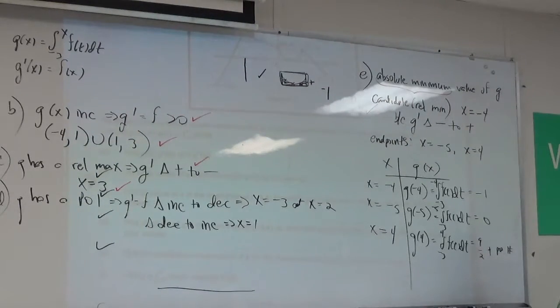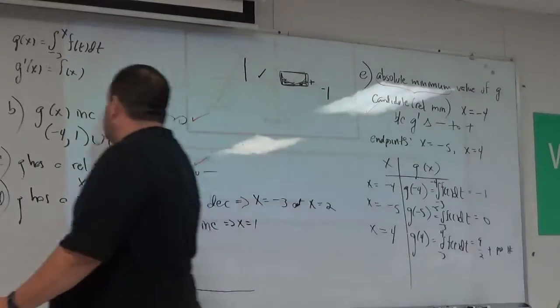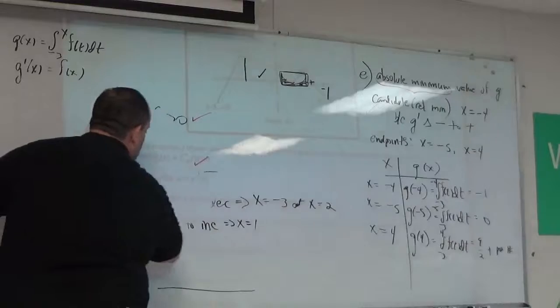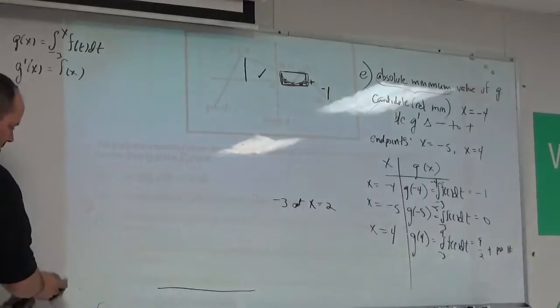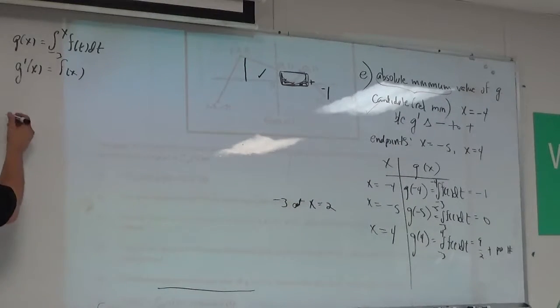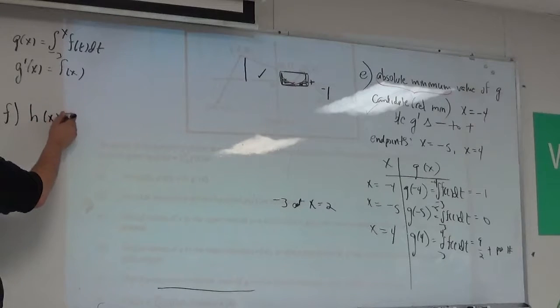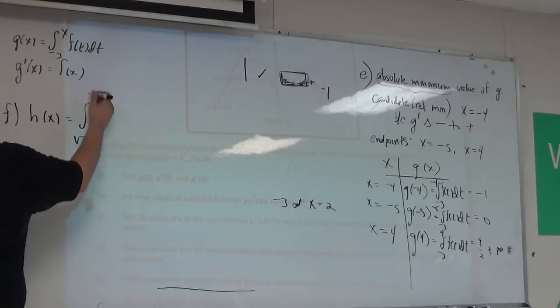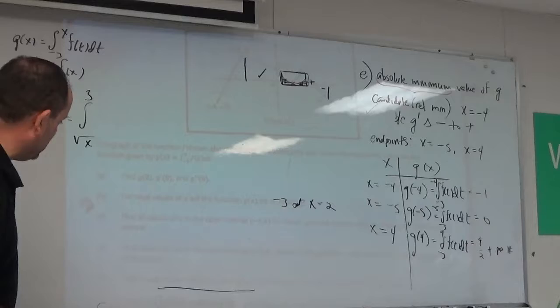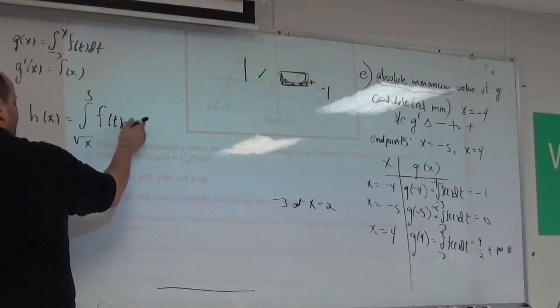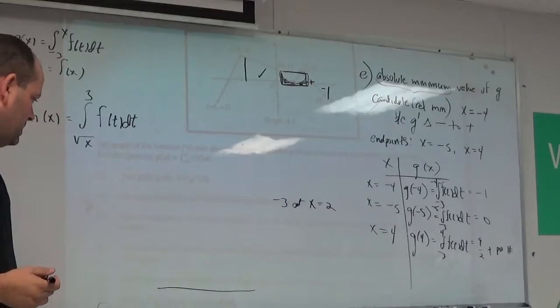Okay, part F. H of x equals the integral of square root of x to 3. So I give up. Why do they always do the hardest problem? The second. Okay, h of x is the integral of the square root of x to 3 of f of t dt. Yeah.